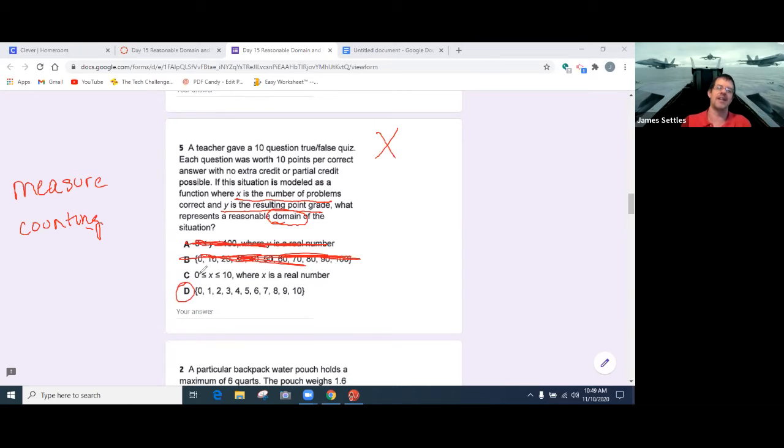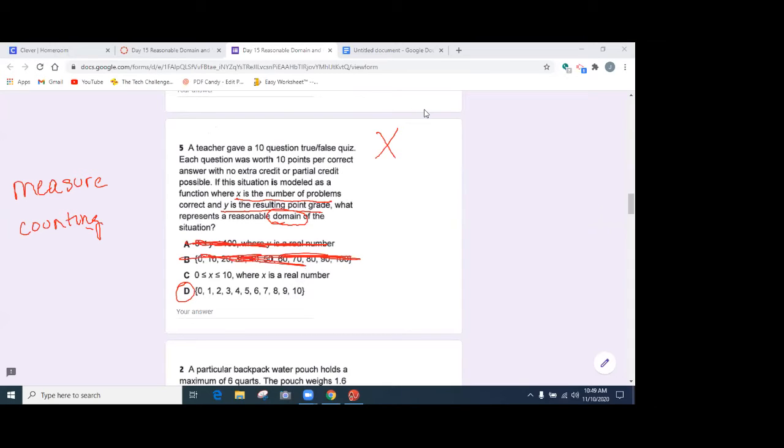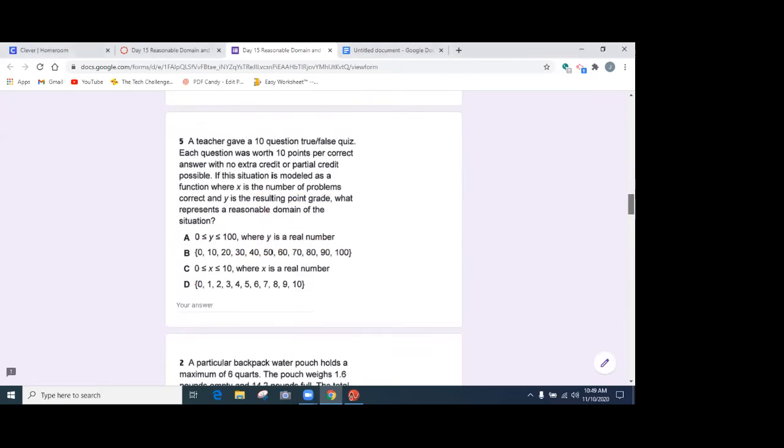That's exactly right. So if you can eliminate, because something is a domain, which makes it an X, then you can get a couple of these eliminated, and then if you can figure out if you're measuring or not, boom, you got this right here. Okay.